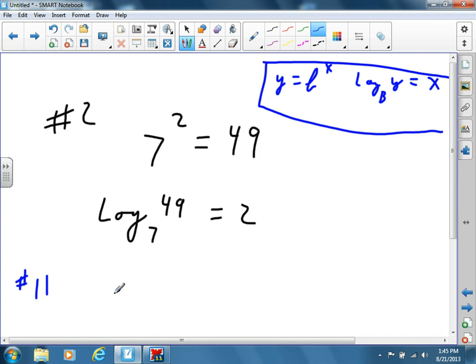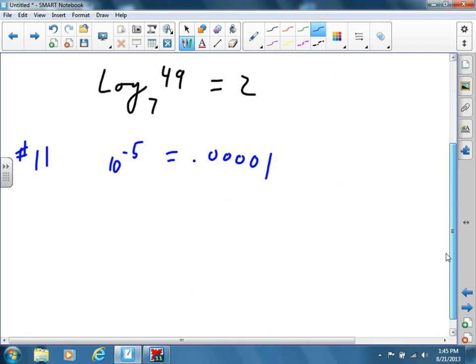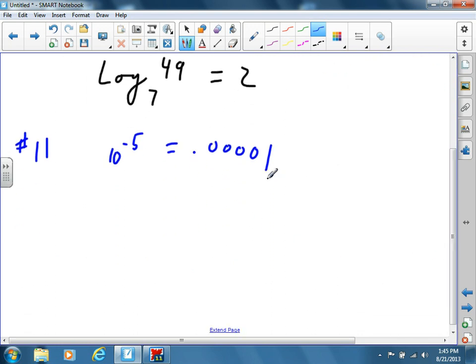Okay, so for number 11, we have 10 to the minus 5 is equal to 0.00001. Now we're going to put that in logarithmic form, and we're going to say the log of 0.00001, which happens to be the smallest number, by the way, base 10 is equal to minus 5, unless you think that minus 5 is smaller than 0.00001, which you could think.